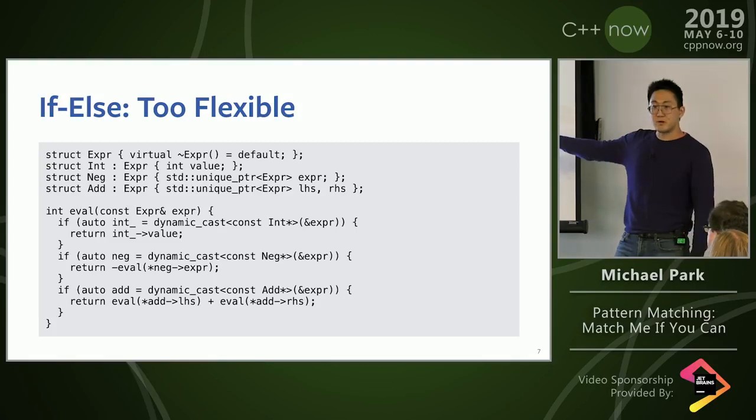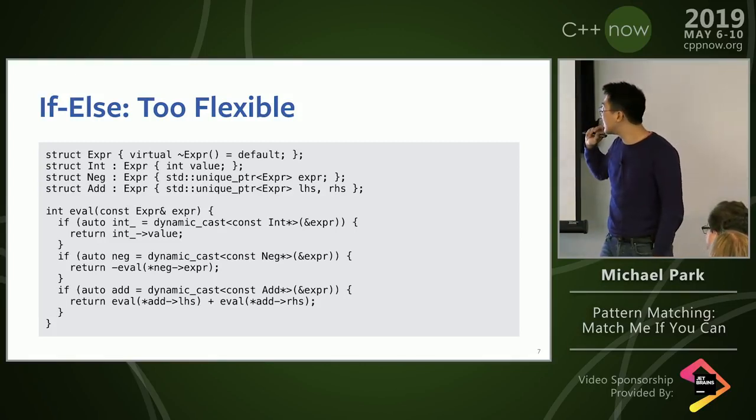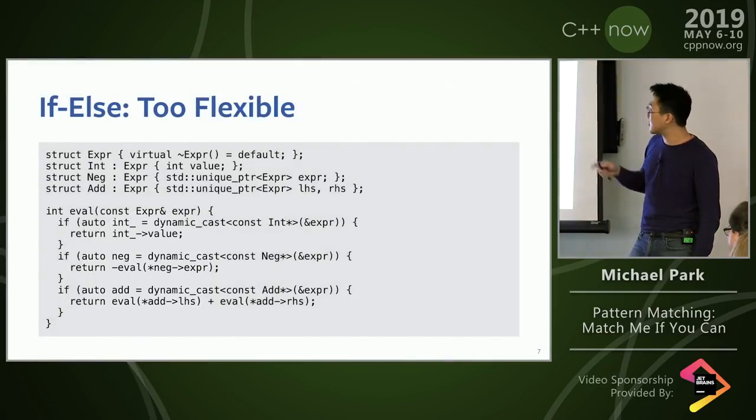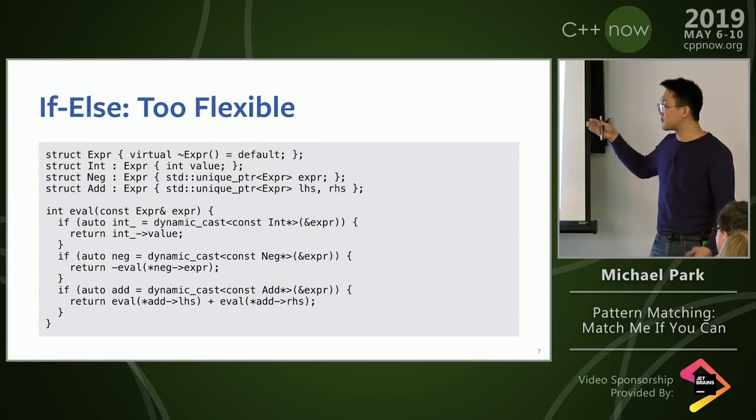So what's the problem here? Somebody shout it out. In the middle return statement, minus. This one here? Yeah, it's for negation. Yeah, so sorry, let me describe the tree a little bit. So int is just the value, negation is performing negation on the expression, and then adding is adding two expressions.